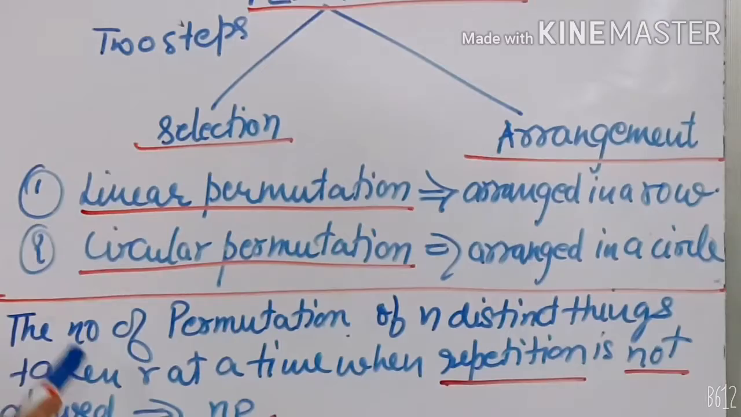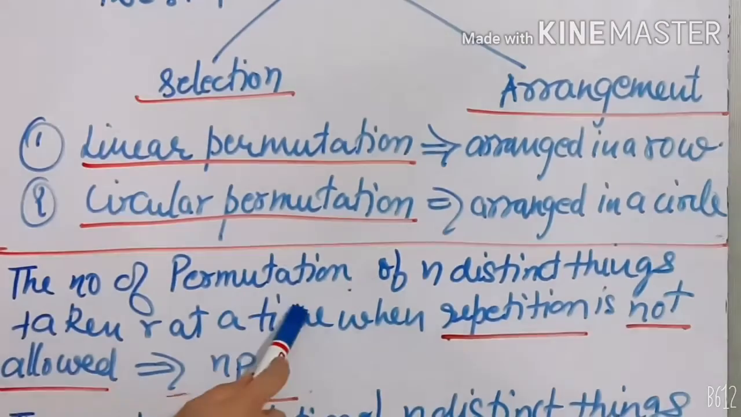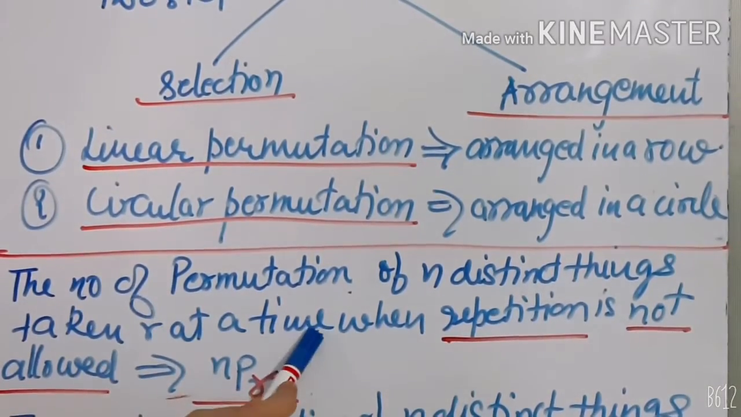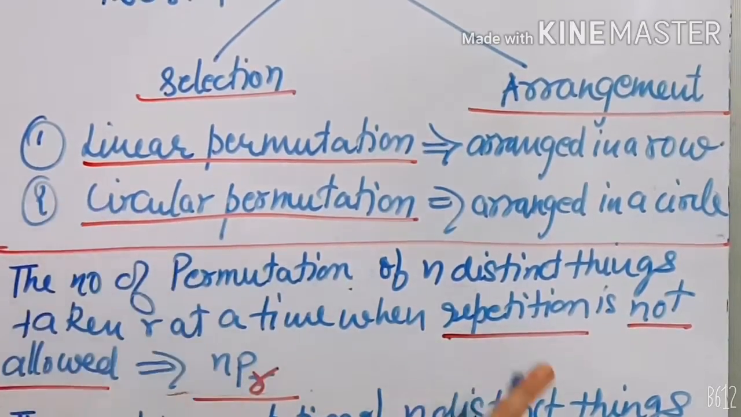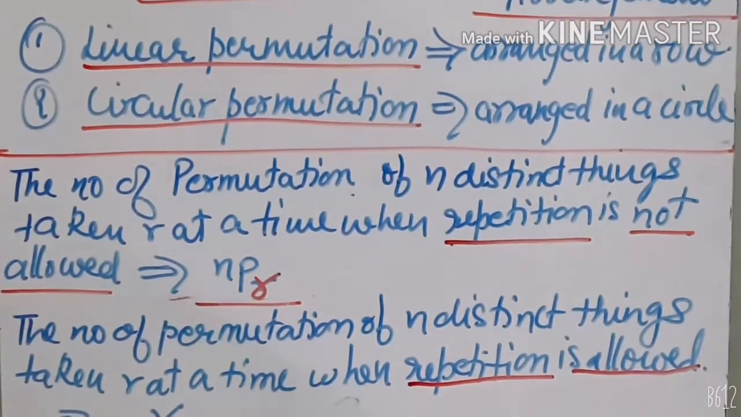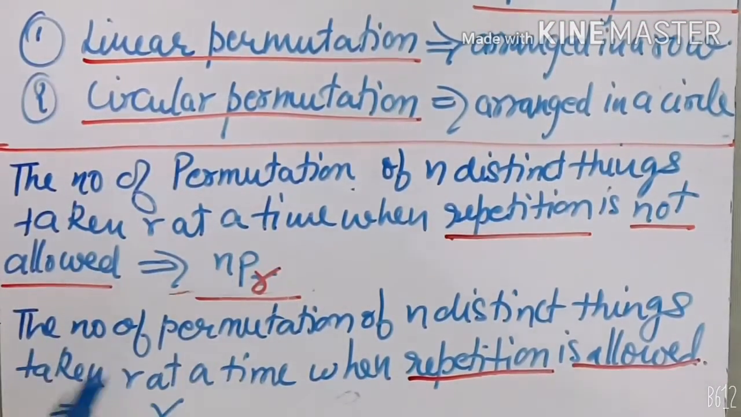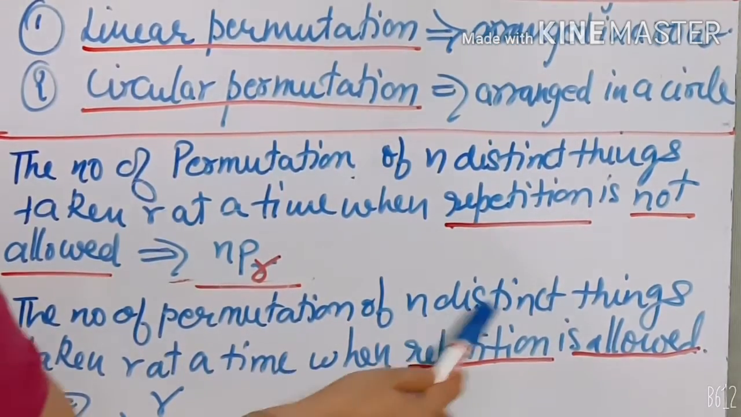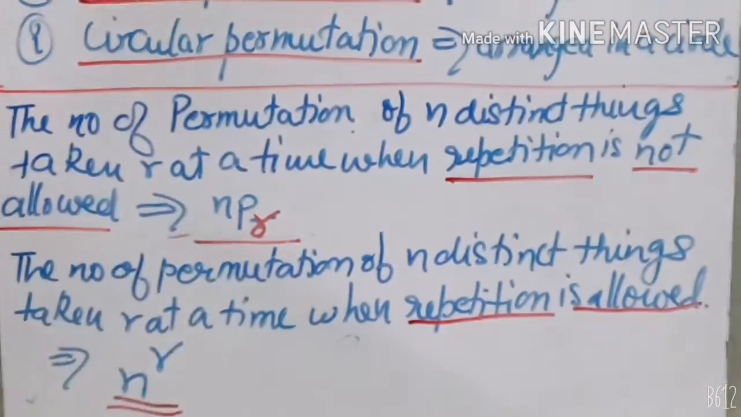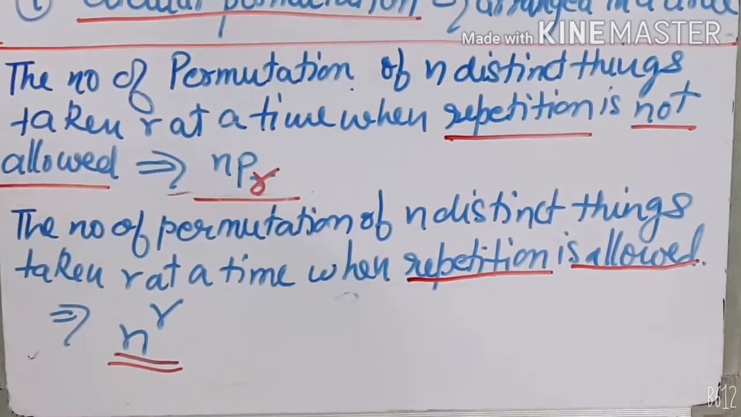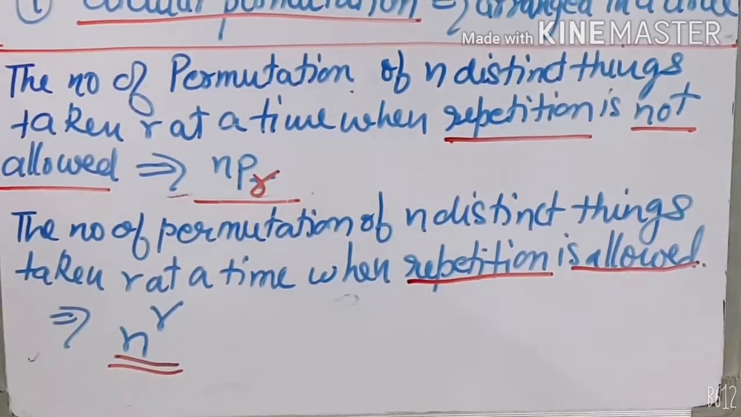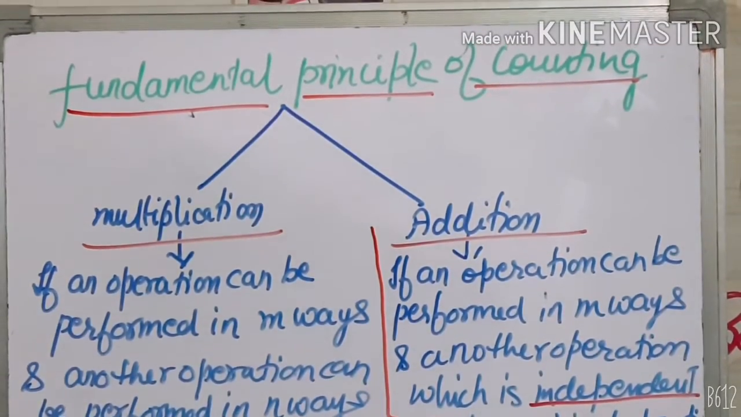Next are the most important points. The number of permutations of n distinct things taken r at a time when repetition is not allowed will be nPr. Now the opposite of that: the number of permutations of n distinct things taken r at a time when repetition is allowed will be n to the power r. Make a note.